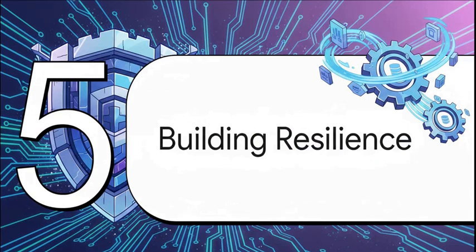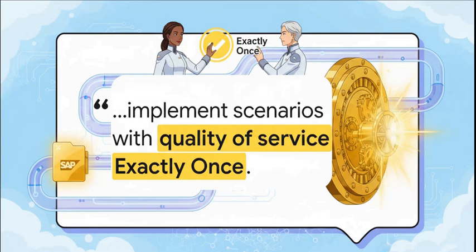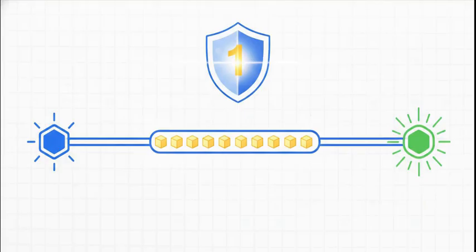So let's zoom out. When you combine all these different pieces, what's the big picture here? What do you really get? Well, you get more than just a clever technical trick. You get resilience. You get integrations that you can actually trust. The official SAP documentation just nails it. This whole pattern lets you achieve a quality of service called exactly once. And let me tell you, that is the absolute gold standard for enterprise messaging. And what exactly once means for the business is actually very simple. It means no lost data during an outage, and no accidental duplicate messages when the system finally comes back online. It's a guarantee that every single message will be processed completely and correctly one time, and one time only.